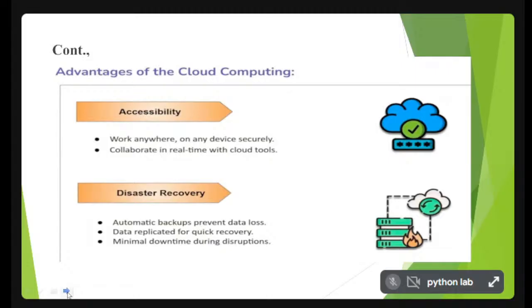Automatic backups prevent data loss, data is replicated for quick recovery, with minimal downtime during disruptions. These are the advantages that come under disaster recovery.